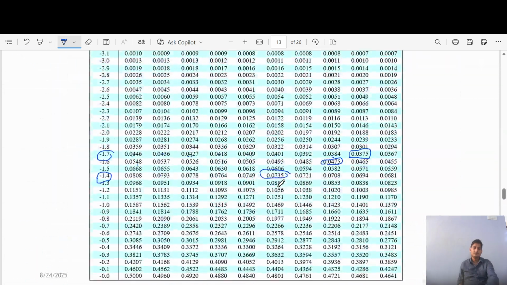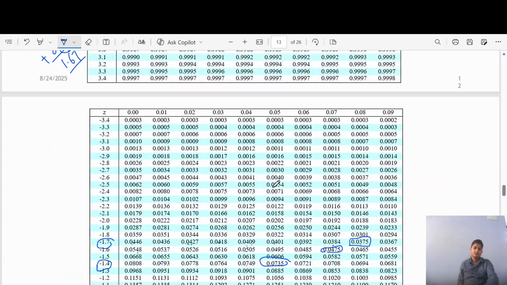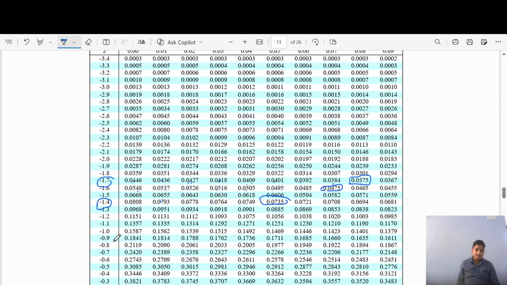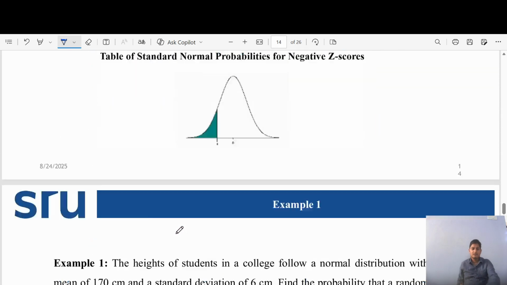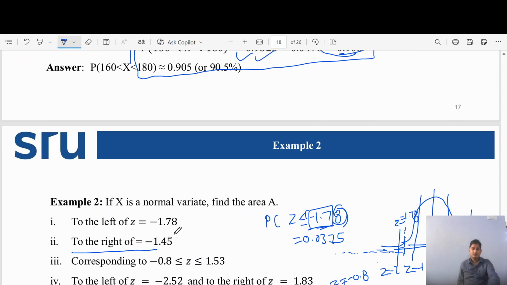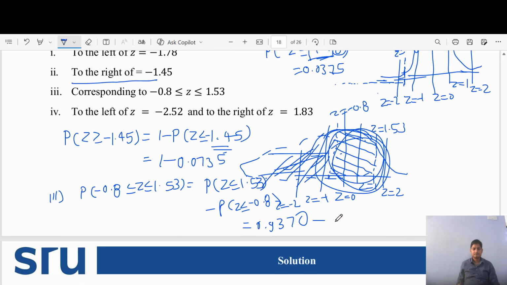Minus P of Z less than minus 0.8. This minus 0.8 gives the value 0.2119. Okay, so if you solve, then you are done.